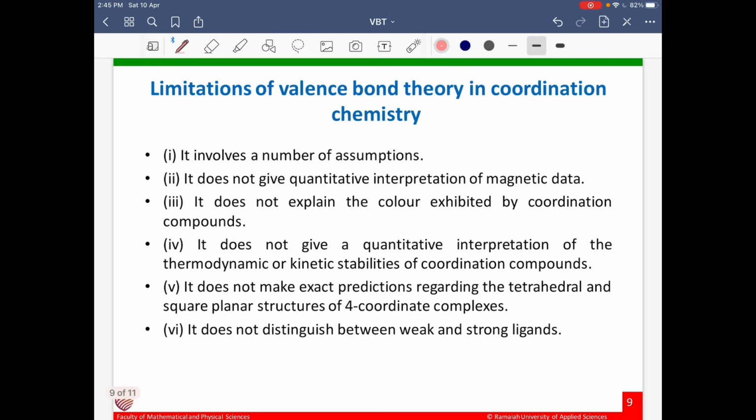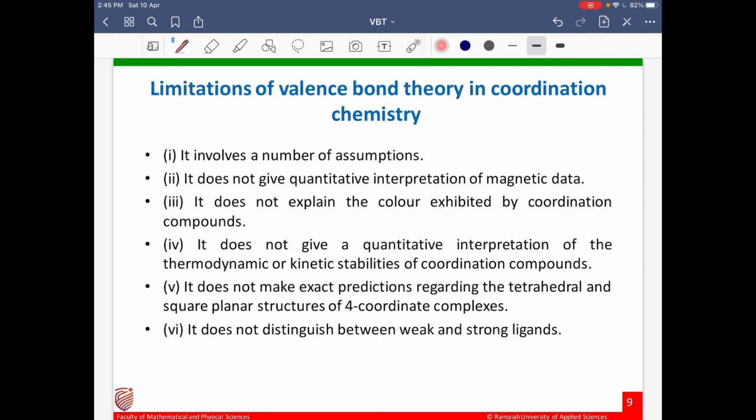Now, what are the limitations of valence bond theory in coordination chemistry? It involves a number of assumptions. It does not give a quantitative interpretation of magnetic data. It does not explain the color exhibited by coordination compounds. It does not give a quantitative interpretation of the thermodynamic or kinetic stabilities of coordination compounds.